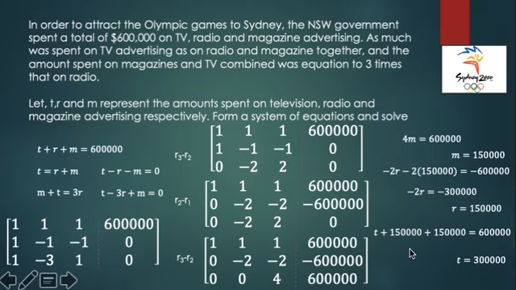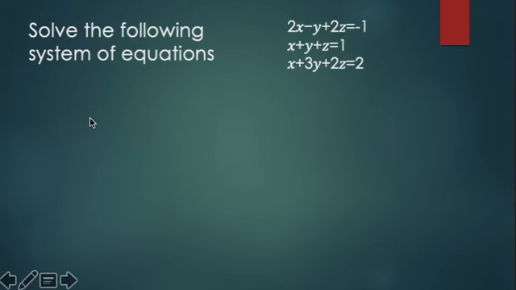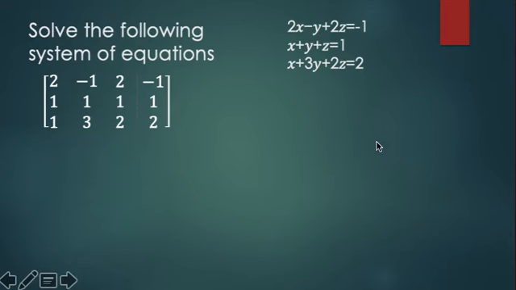Right, lucky last. Solve the following systems of equations. Again, I've been really generous and made sure I've written them in the correct order, but always check when you're given the equations that they have the first variable, the second variable, the third variable, and the constants all lined up. If they're not, you have to rearrange them first before you put them in the matrix.